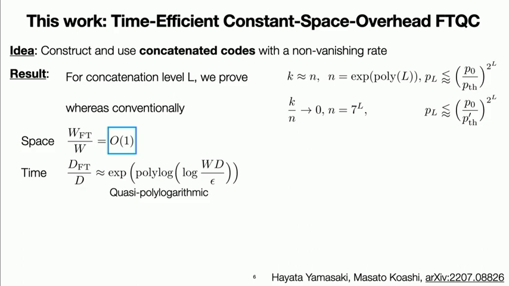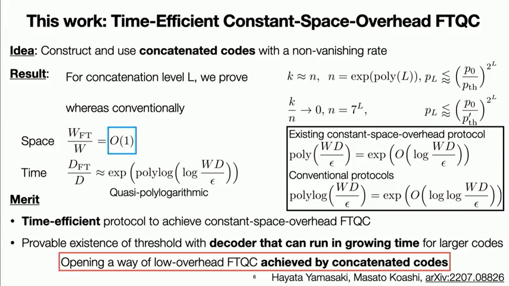The number of physical qubits per code block still grows as we increase the concatenation level, but we also show that the error is suppressed double exponentially as we increase the concatenation level, as in the conventional concatenated code. With this bound, we show that our protocol achieves a constant space overhead, and at the same time, time overhead can be as small as quasi-polylogarithmic. This quasi-polylogarithmic time overhead is significantly smaller than the polynomial time overhead of the existing constant overhead protocol, while it is slightly larger than the polylogarithmic overhead in the conventional protocol.